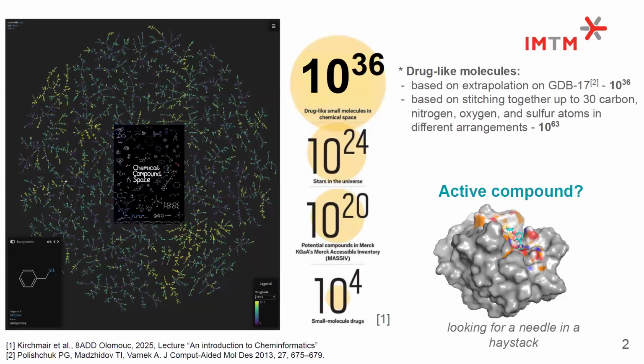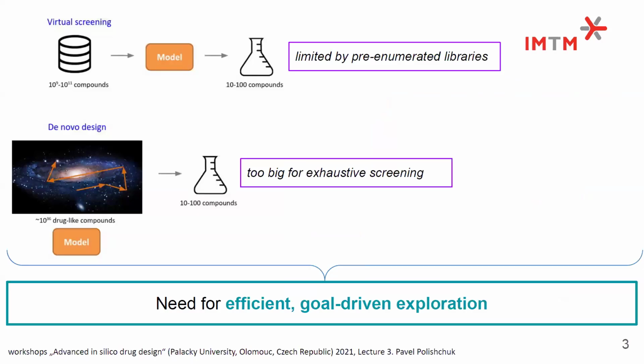And the process of hit finding can be compared with looking for a needle in an astronomically large haystack. How can we find our needle in such a space? What method can we use? Yes, we can always use screening of pre-enumerated libraries, but we will always be limited by them, right? So there could be potential problems with novelty.